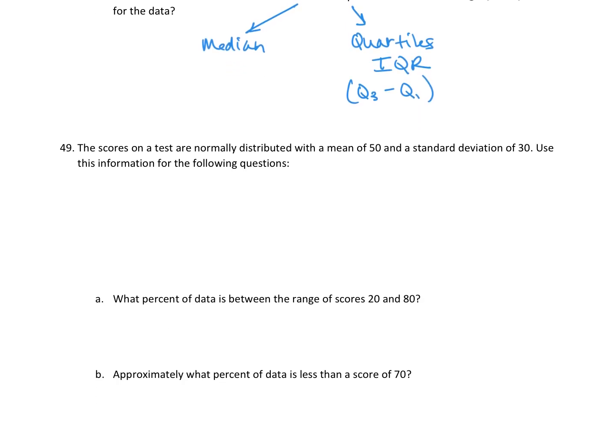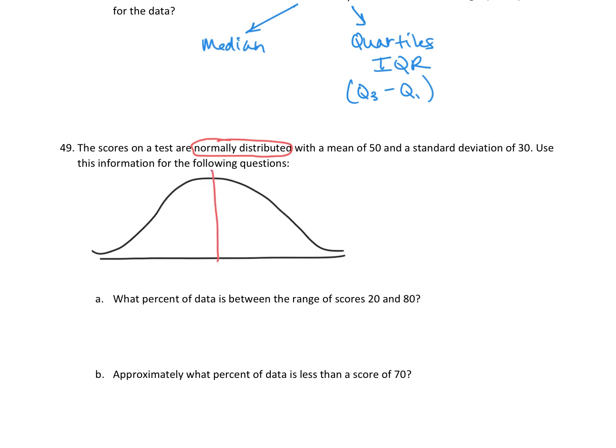All right, last question, number 49. The scores on a test are normally distributed. So keyword right there, we have a normal distribution with a mean of 50 and a standard deviation of 30. Use this information for the following questions. All right, so normal distribution, I'm going to start by drawing this normal curve. Mean goes in the middle. We know that the mean is 50.